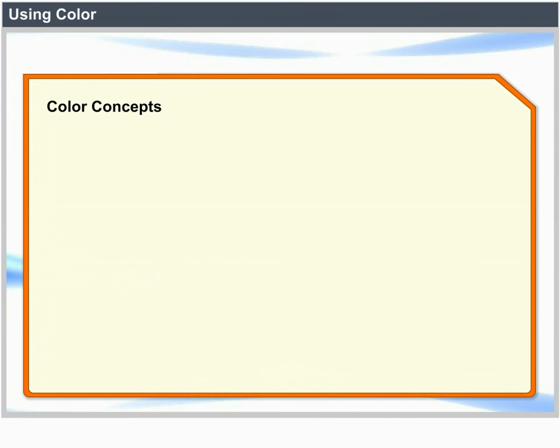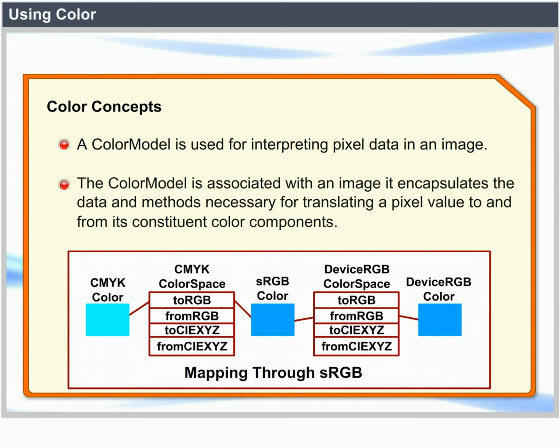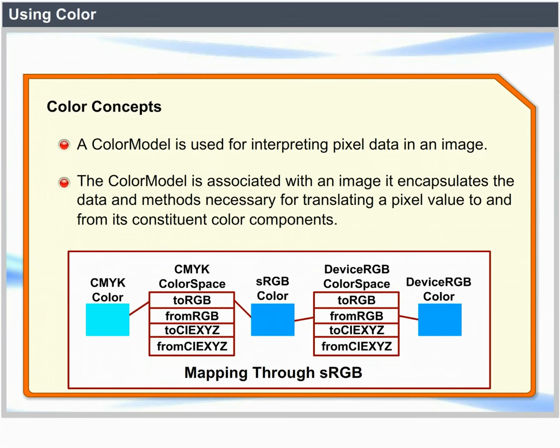Color concepts. A color model is used for interpreting pixel data in an image. The color model is associated with an image. It encapsulates the data and methods necessary for translating a pixel value to and from its constituent color components.